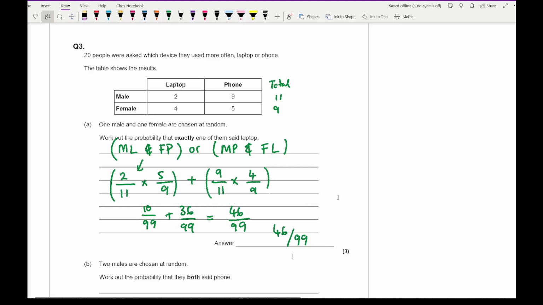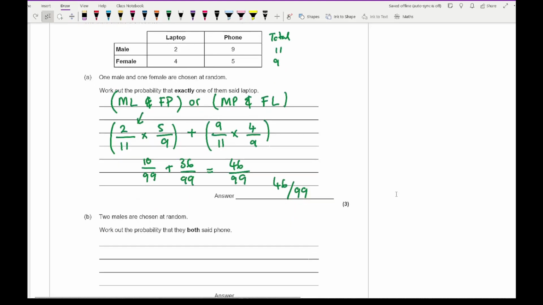It then says 2 males were chosen at random, work out the probability that they both have a phone. So we know that males are being chosen, so we're only looking at 11. So the fact that they've both got a phone, well, the first person is going to be 9 over 11. The second person, well, there's one less person with a phone and there's one less male. So it's going to be 9/11 times 8/10. So 9 times 8 is 72 and 11 times 10 is 110. And that will definitely simplify. So if I divide both numbers by 2, I get an answer of 36 over 55.